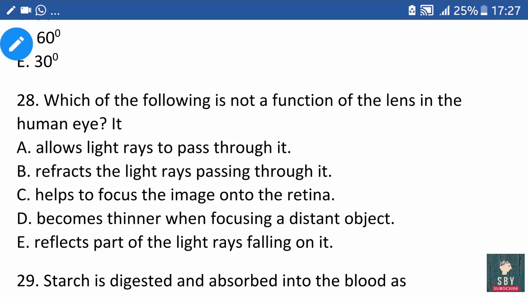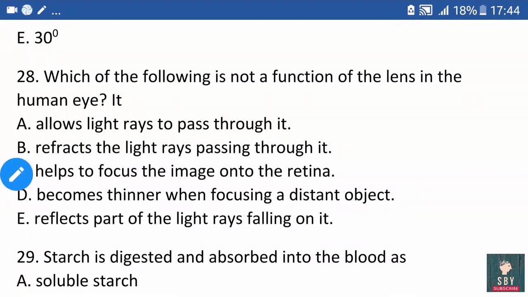So the following is not a function of the lens in a human eye. Which of the following is not a function of the lens in the eye? The answer is E. It reflects parts of the light rays falling on it.